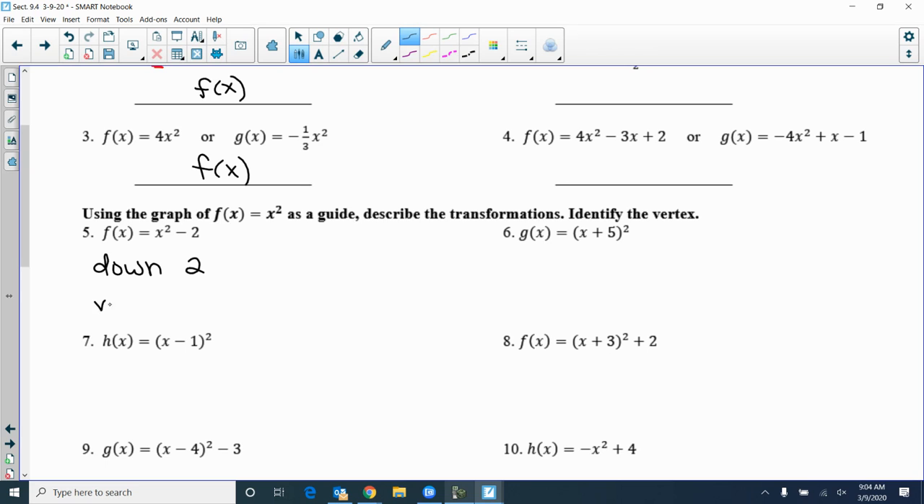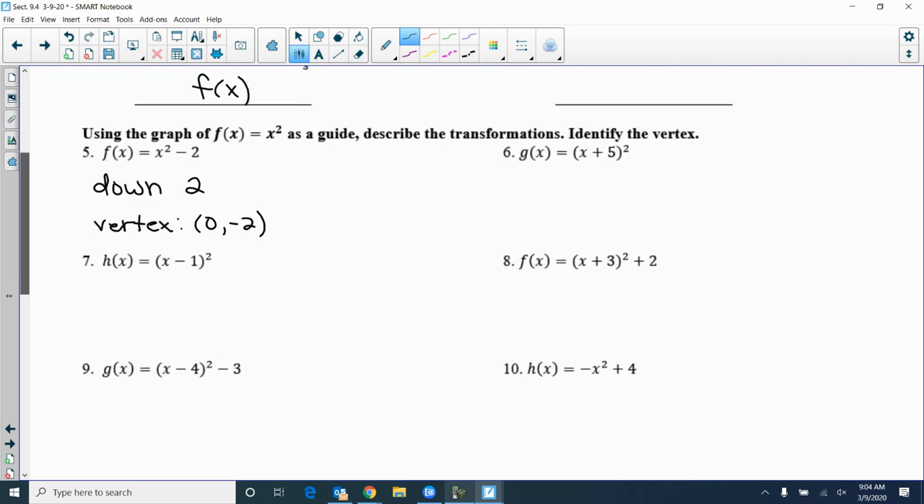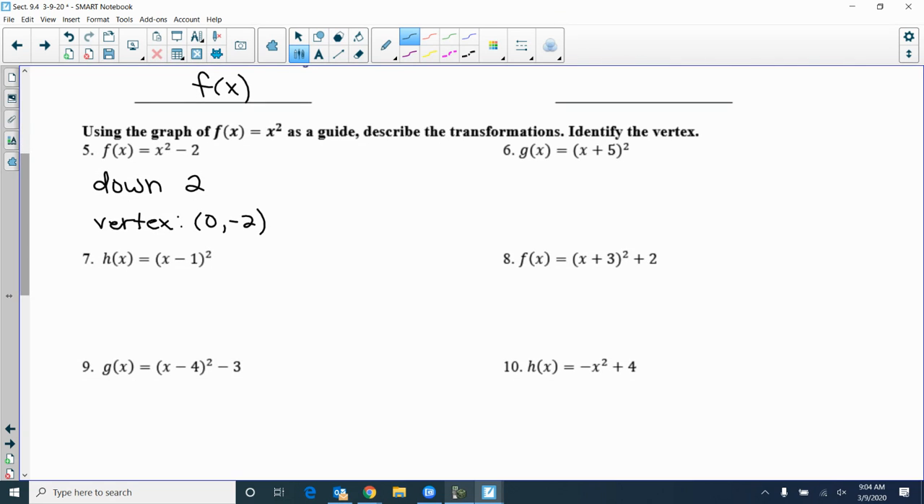What's the vertex? What's our vertex at if it moves down 2? (0, -2). For number 7, we're just going to keep going down. Number 7, h of x equals x minus 1 squared.